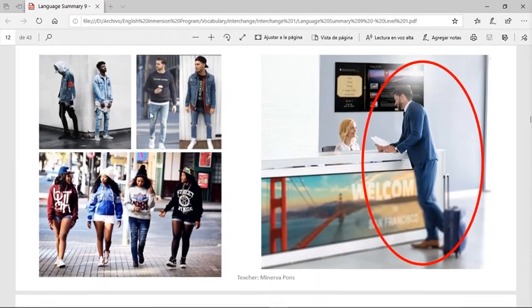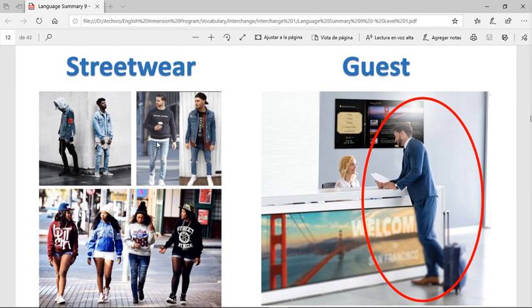Streetwear. Streetwear is the type of clothing that is used in urban places. It's like a type of fashion that is urban.